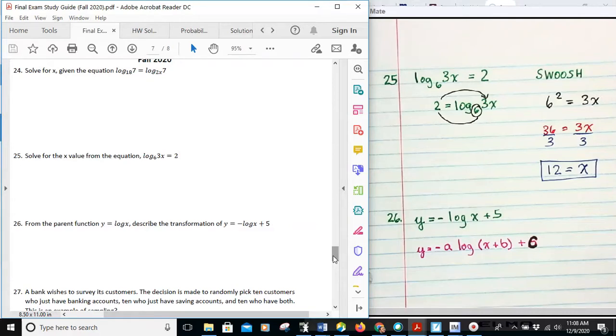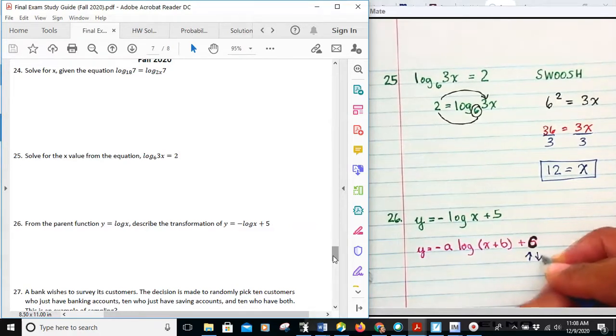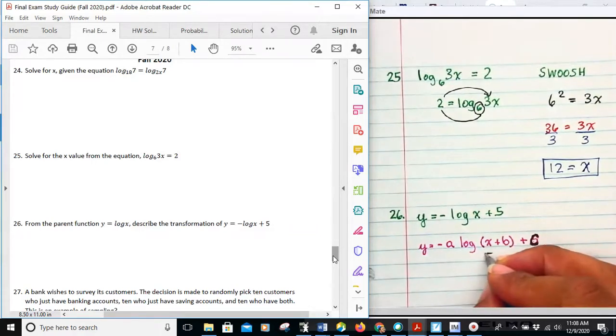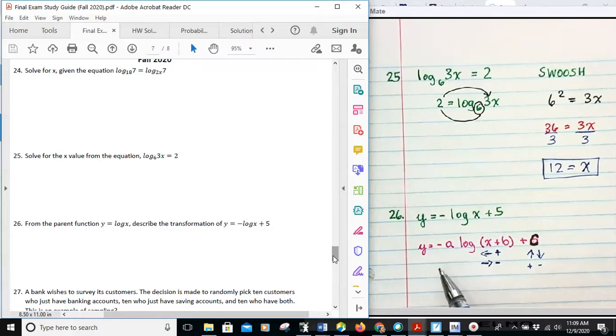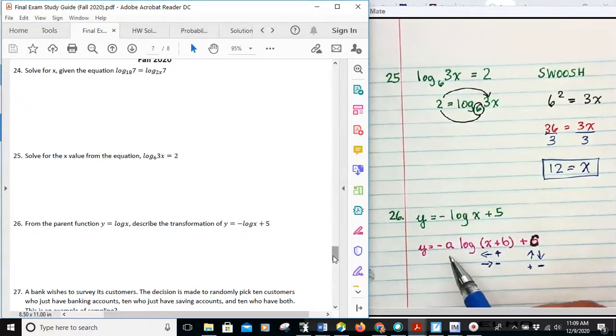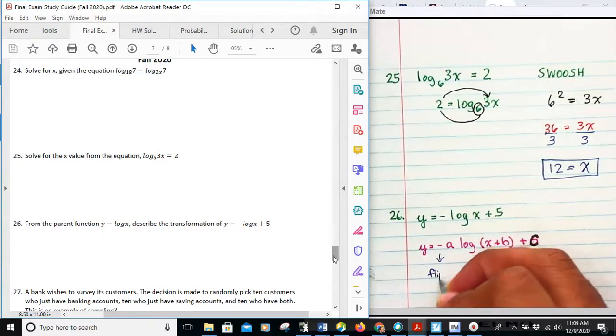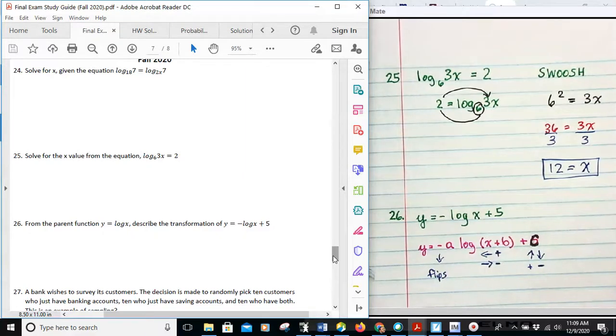Now we said with C, this goes up and down. If it's positive, it goes up. If it's negative, it goes down. For B, we go left to right. If it's positive, it goes left. If it's negative, it goes right. The A, remember, it went opposite of what we normally say. So if A was greater than 1, it actually expands. If A is between 0 and 1, it shrinks. And then this one, the negative, means it flips about the x-axis. All right.